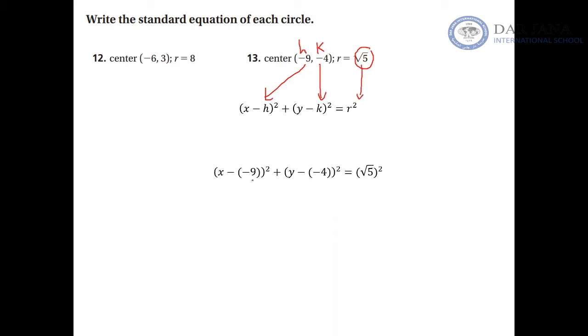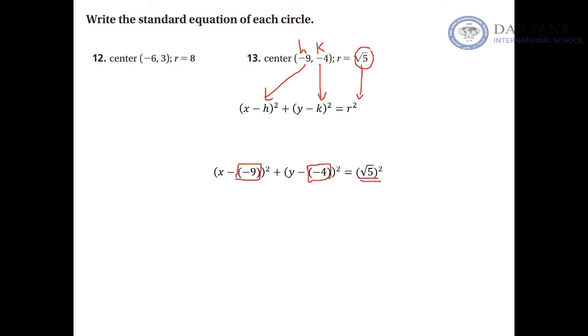Now, write the equation of each circle. Also, we will solve number 13. Now, h is equal to negative 9, k is equal to negative 4, and the radius is radical 5. So again, I start with the standard equation, (x minus h) squared plus (y minus k) squared equals r squared, and I start to replace values. Every value has its proper place. So it will be x minus negative 9. Pay attention that when I replace a negative value, I put it inside parentheses, and y minus negative 4 and radical 5.